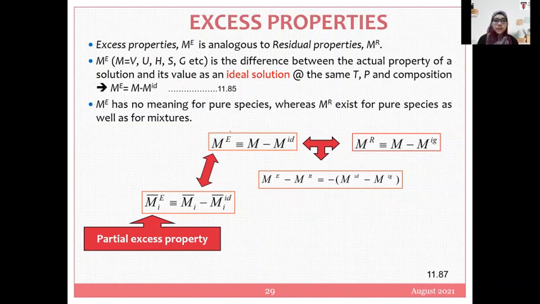The excess properties can also be expressed using the partial properties. The excess partial property is equal to the partial property of species i, the real actual species, minus the ideal partial property.